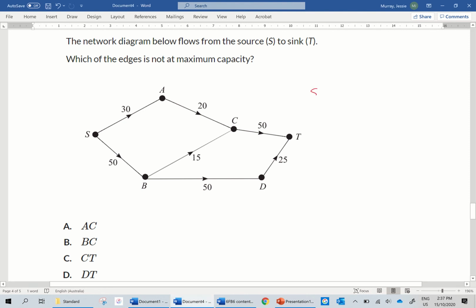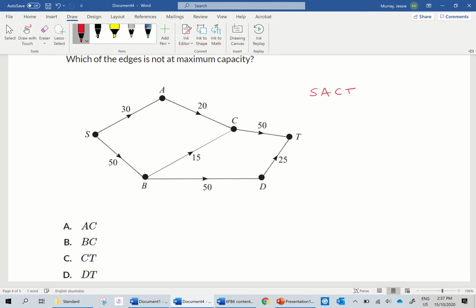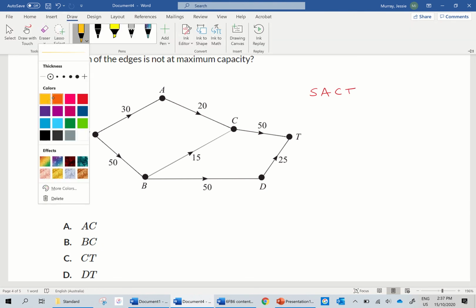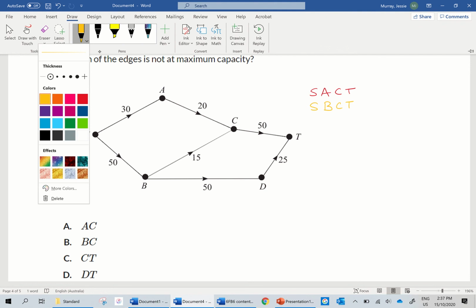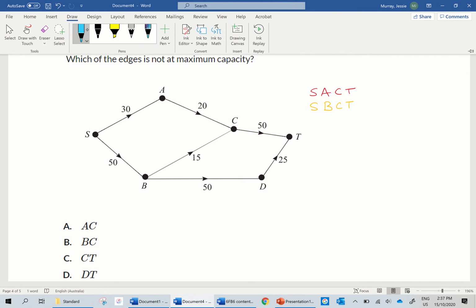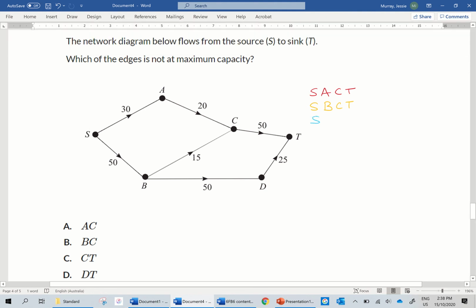So it could go through S, A, C, T. Or it could go through S, B, C, T. Or, and there's a reason I'm doing these in all different colors, I suggest you do something like this too. You could go S, B, D, T. So they're the 3 different ways the water could pass through this network to get from the source to the sink.